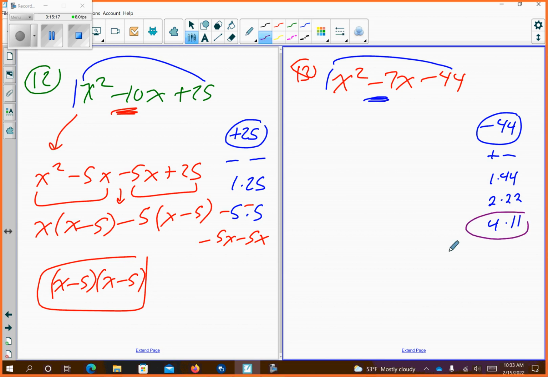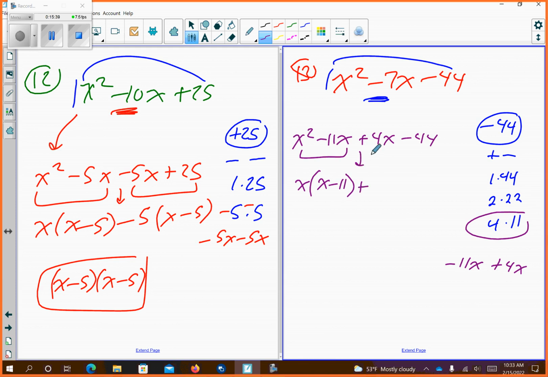4 and 11. Good. So it's going to be negative 11x plus 4x. If you flip the signs, that would be a positive 7x. We want to make sure it stays negative. So I get x squared minus 11x plus 4x minus 44. I have an x in common. Factor an x out, I get x minus 11. Plus sign comes straight down. What can I factor out of those two? 4. And I get x minus 11. What's my answer? X minus 11, x plus 4.